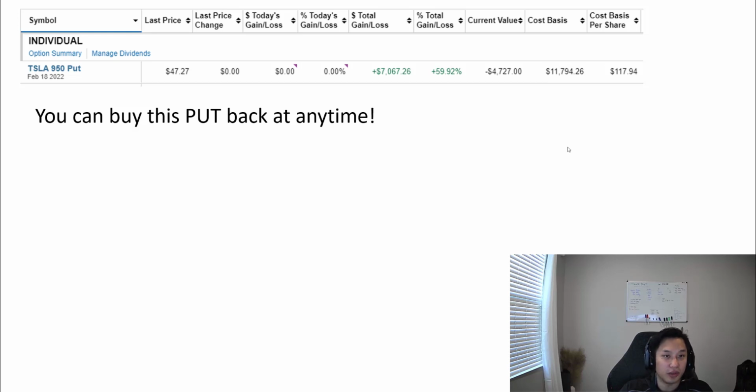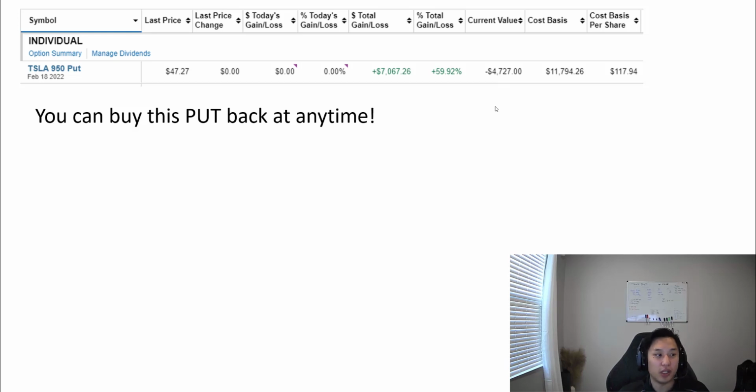And you'll notice one thing here is you see its current value. Its current value is negative $47.27. Okay, so what happened? What this means is if I went and looked at the option chain right now, I look for the 950 on February 18, 2022, then it'd be somewhere about $47, right? So if I were to buy this put right back right now to get this put off of my account, then I would have to pay $47.27, and then I would have made a total of $7,000 because I got paid $11,000, and I would pay $4,700 to get rid of it.